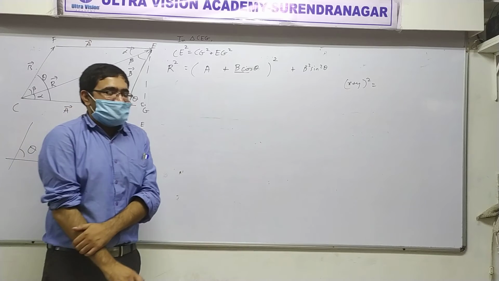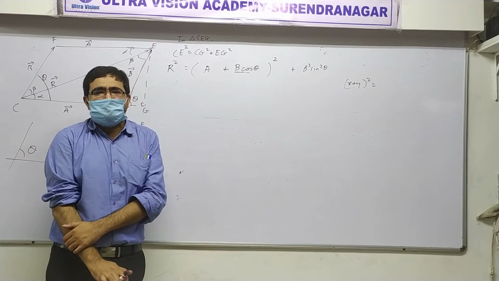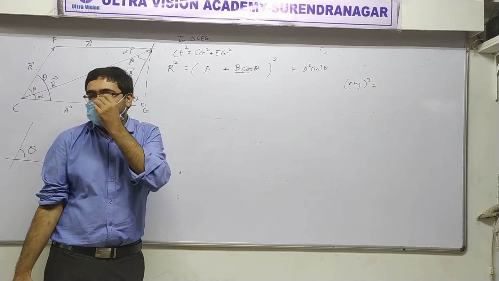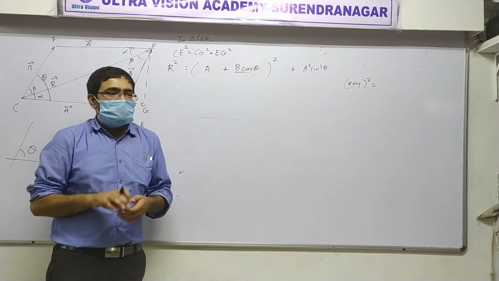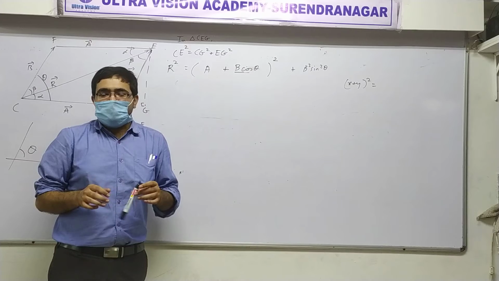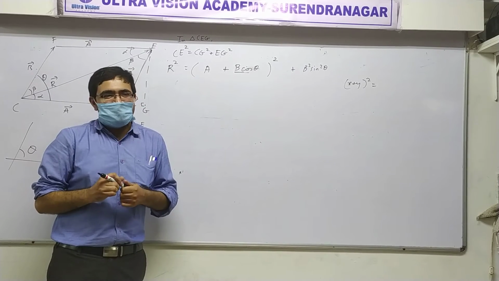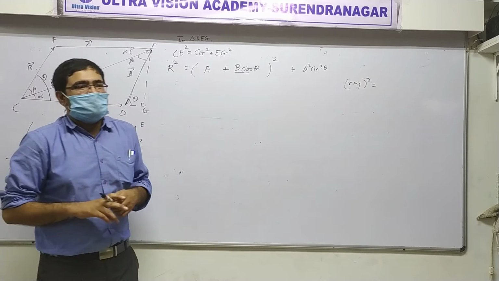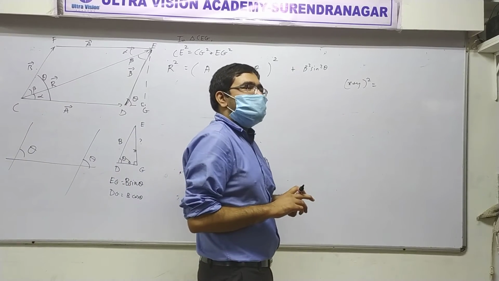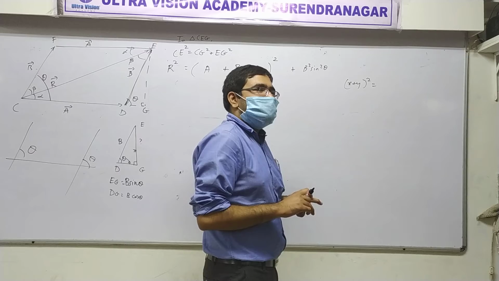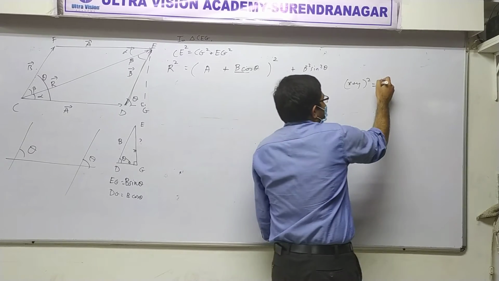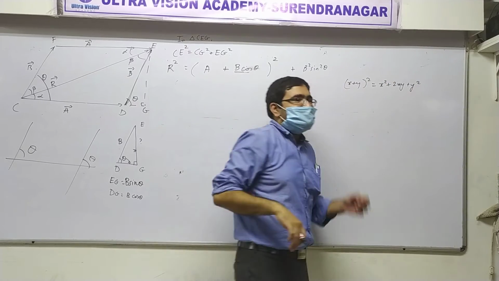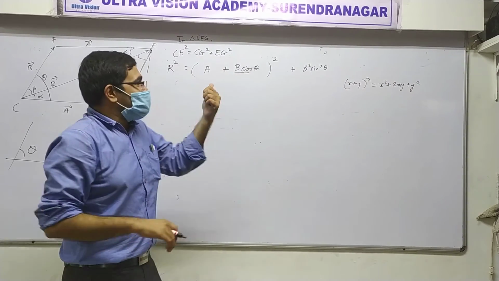X plus y whole square. All right. Otherwise, are you sure? Yes, here. Correct. Well done. X square plus 2xy plus y square. Perfect. Alright? We are going to use it here.